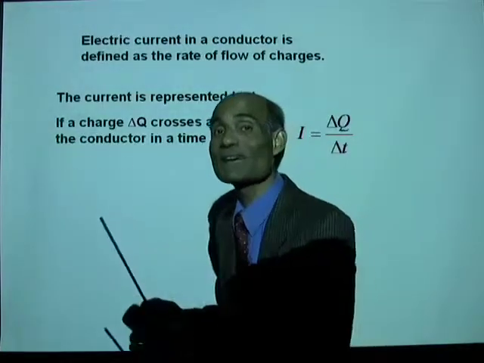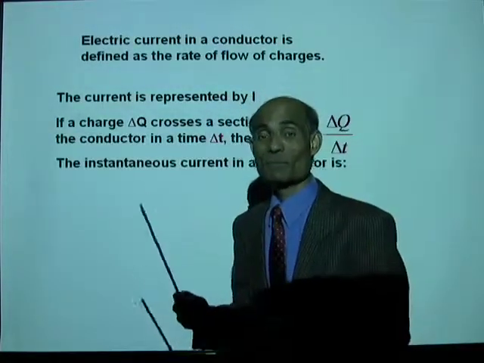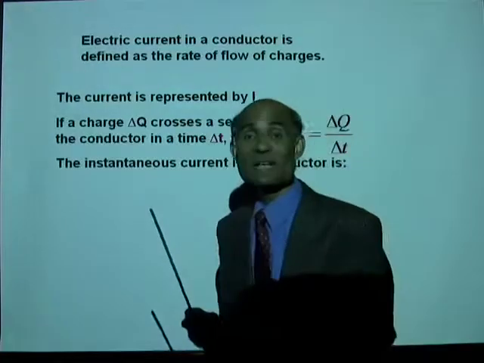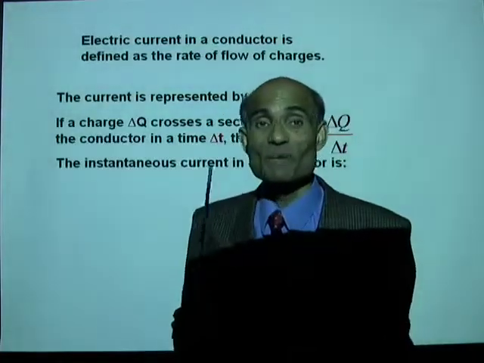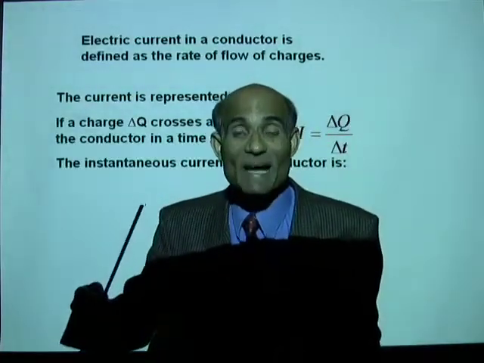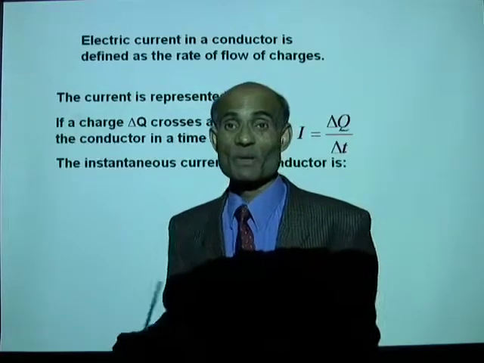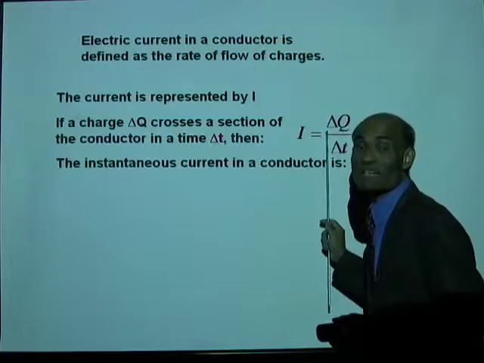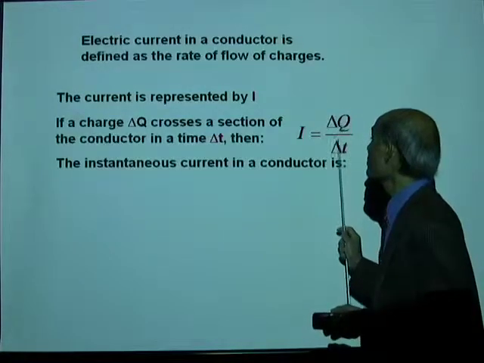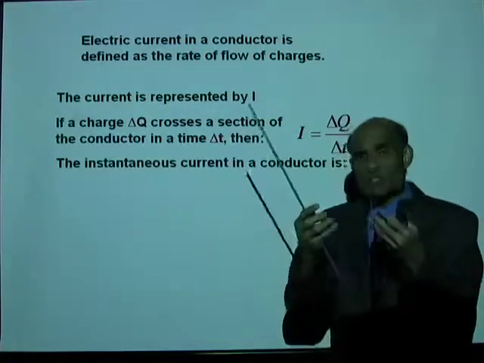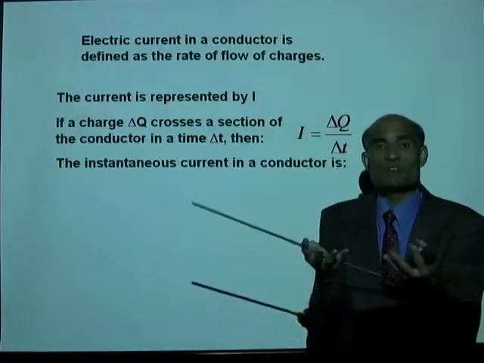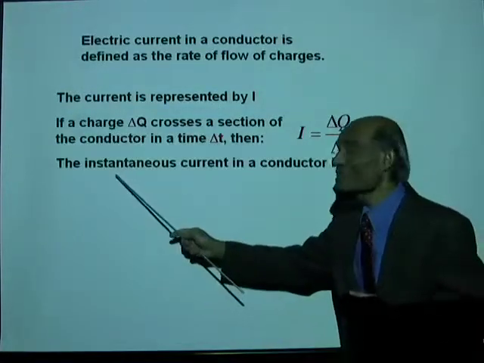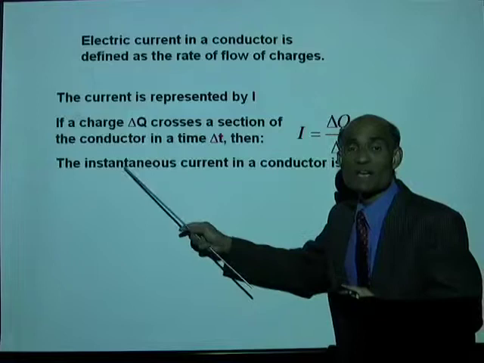Coulombs per second, right? And that coulombs per second has a name. It is called ampere. All right. Now, if you know your basic calculus, delta Q by delta T is actually an average rate of change. What is the instantaneous rate of change?